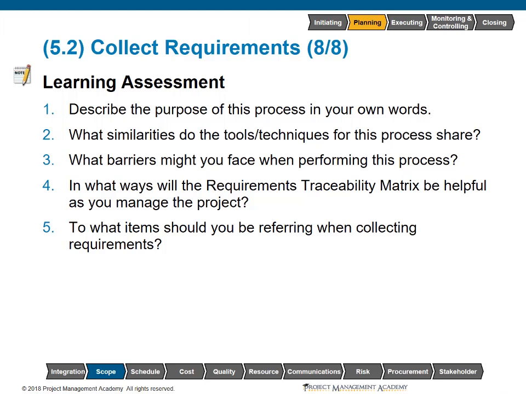To what items should you be referring when collecting requirements? You must refer to the requirements management plan, the stakeholder engagement plan, and the stakeholder register, especially closely while performing this process.